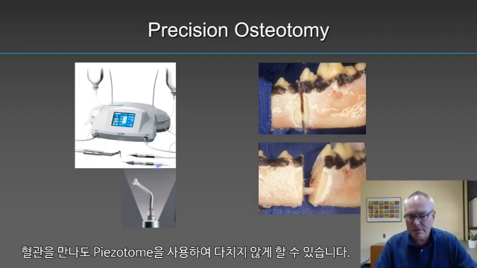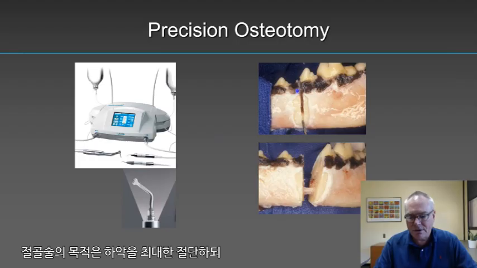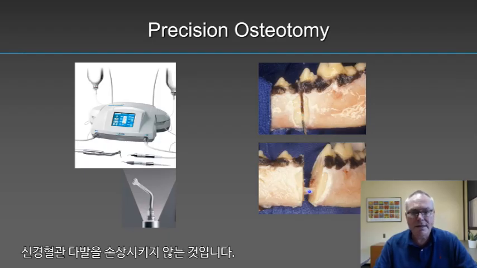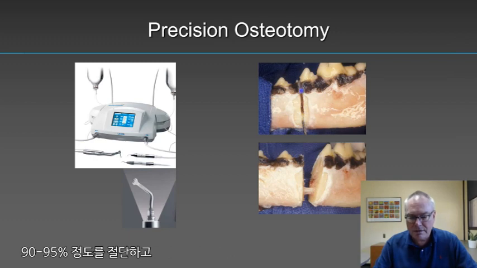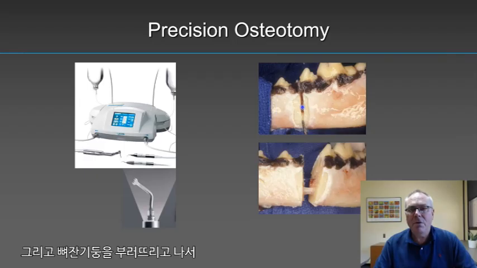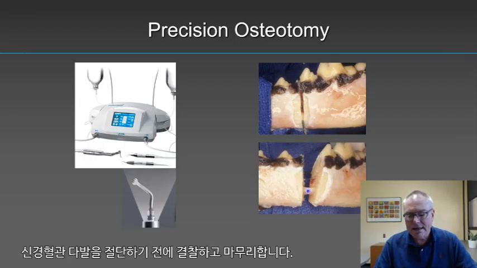So the purpose of the osteotomy is to transect as much of the mandible as possible, but without damaging the neurovascular bundle. So we cut through about 90–95% of the bone, and then we crack the remaining bony trabeculae, distract the two fragments, and then we ligate the neurovascular bundle without cutting it first. And that greatly cuts down on the amount of blood loss that occurs.